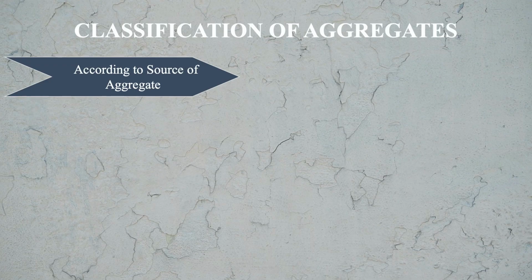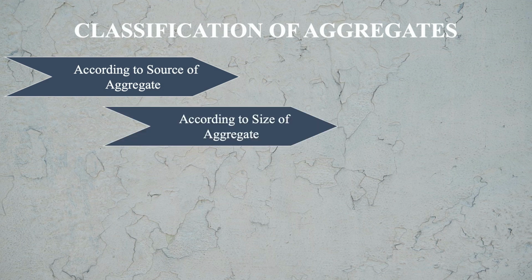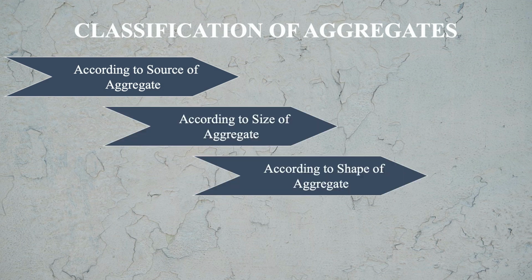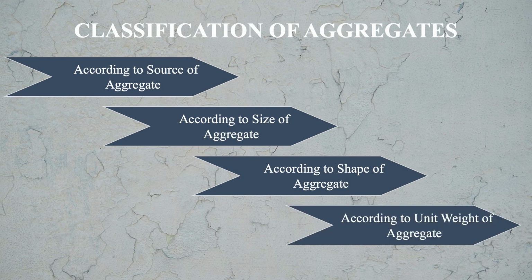Now let us see how we classify the aggregates. There are different ways to classify the aggregates. First is according to source of aggregate. Second way is according to size of aggregates. Third is according to shape of aggregates. And fourth is according to unit weight of aggregates. So these are the classification methods based on which the classification of aggregate is done.